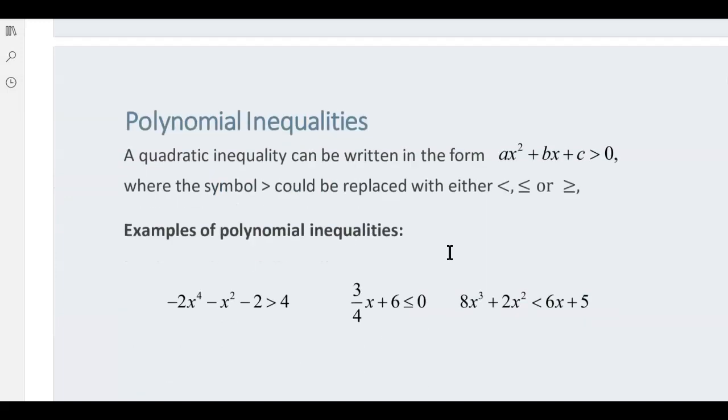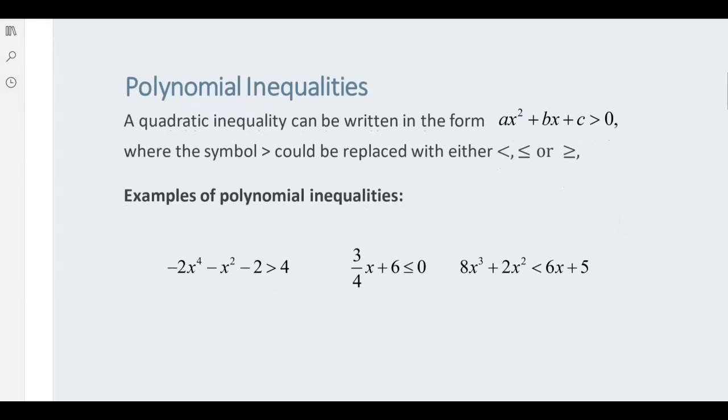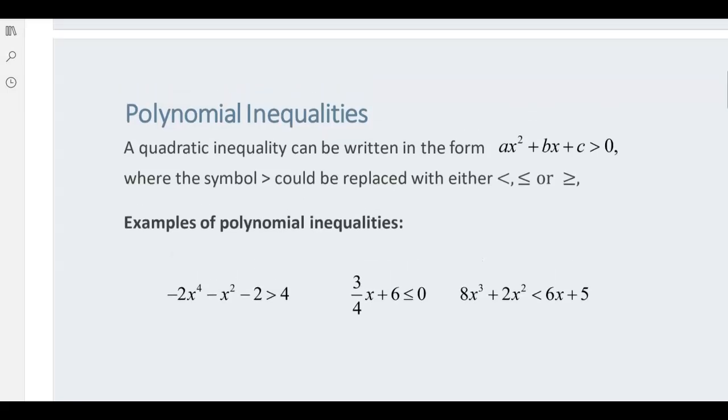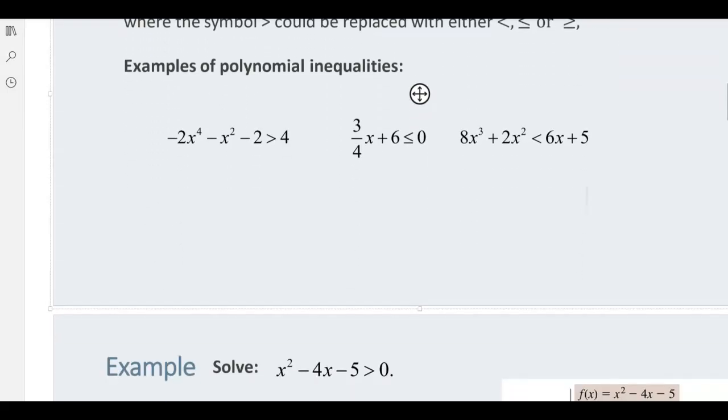Inequalities that are based on a polynomial will have a polynomial and then a greater than or less than symbol, or we could have a greater than or equal, less than or equal sign. So here are some examples.